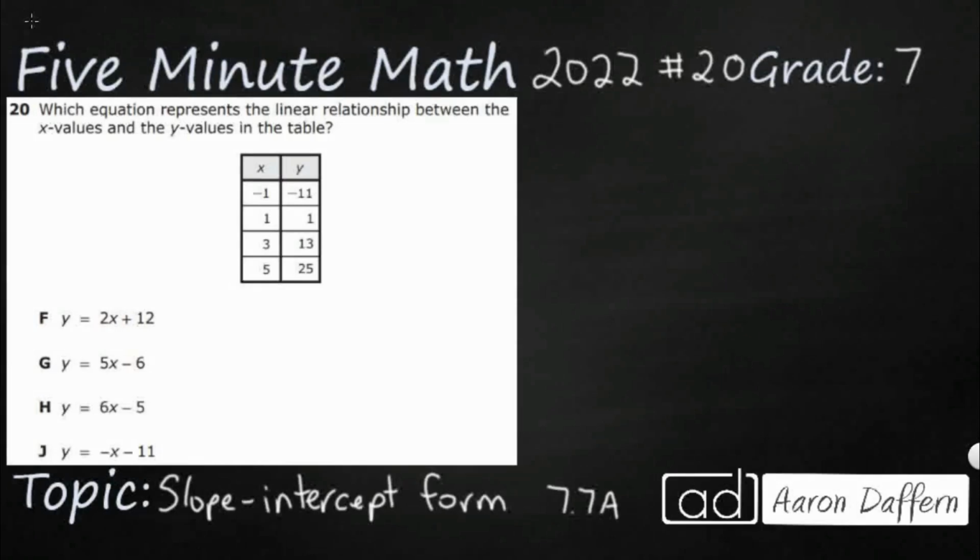Today we are looking at the 7th grade concept of slope-intercept form. This is standard 7.7a in the great state of Texas, and we are using item number 20 off the 2022 released STAAR test. If you have not done so already, please take a moment to pause the video, work this problem out on your own, unpause it, and we will look at our answers together.